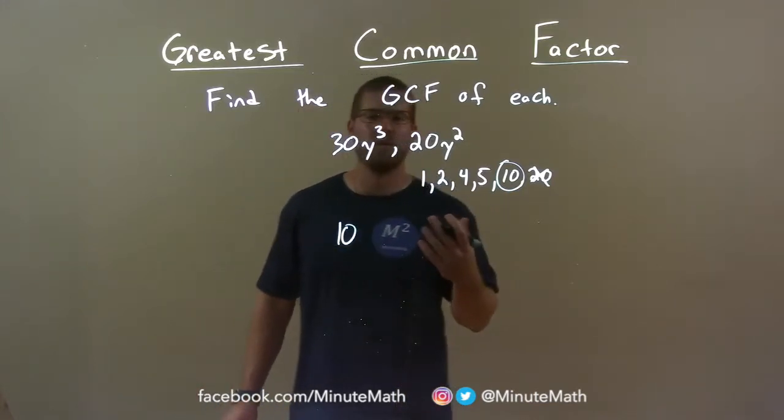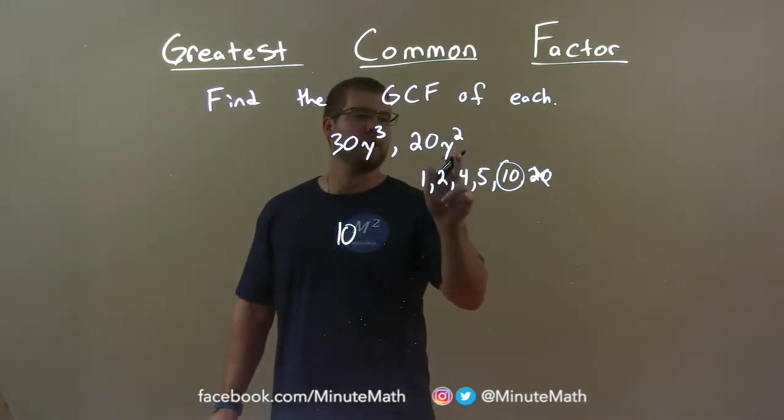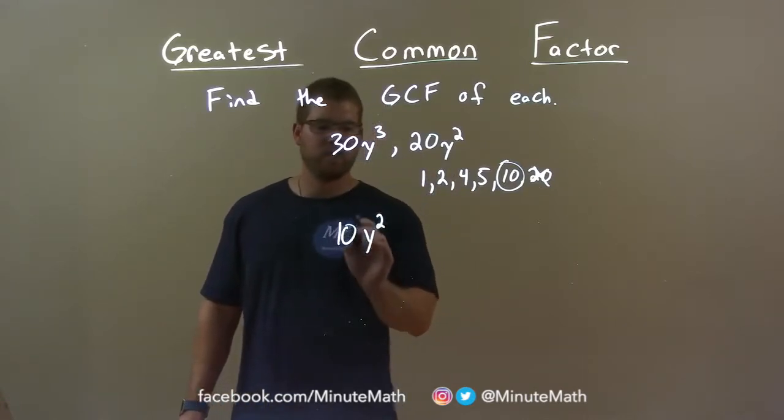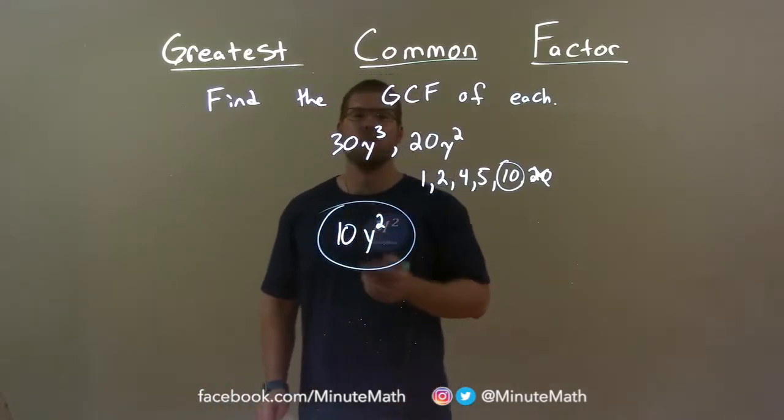Now we have to deal with the variables. We have 3 y's here, 2 y's here, so that means there's 2 y's in both, less the 2. So we have y squared. So our final answer here is 10y squared.